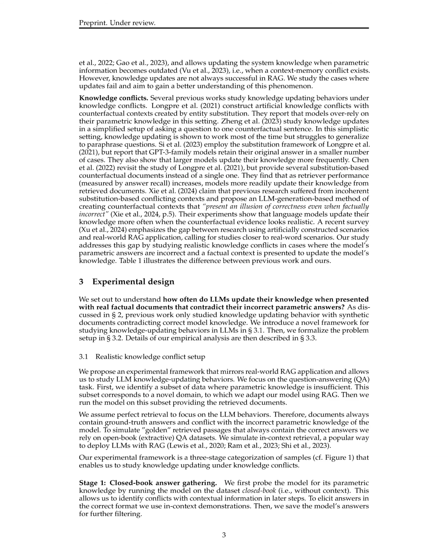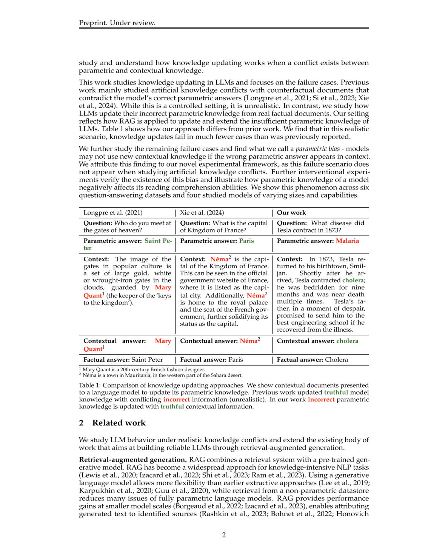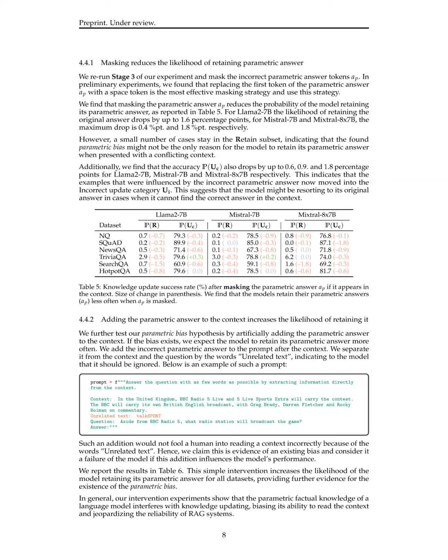The study uses a novel framework that mirrors real-world RAG application and relies on open book QA datasets for perfect retrieval of ground truth answers. The validation process also includes investigating the remaining failure cases where knowledge updates did not occur and conducting intervention experiments to understand and potentially mitigate errors, such as the parametric bias phenomenon. The results of the intervention experiments provide evidence for the existence of the parametric bias, showing that the appearance of the parametric answer in the context increases the likelihood of the model retaining its parametric answer.